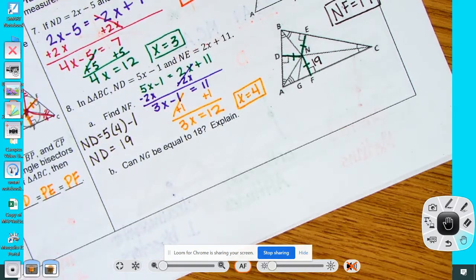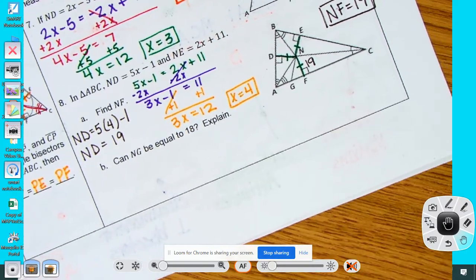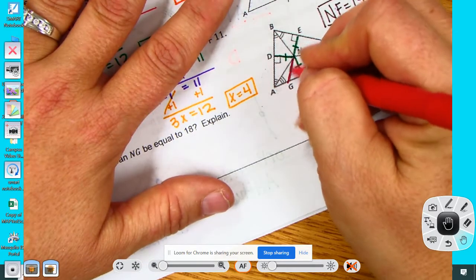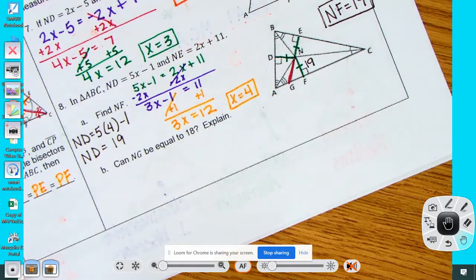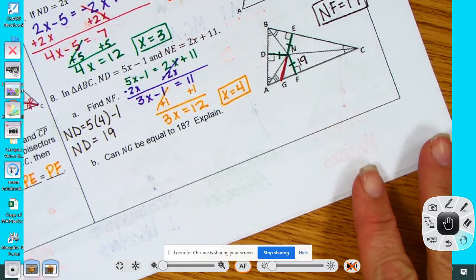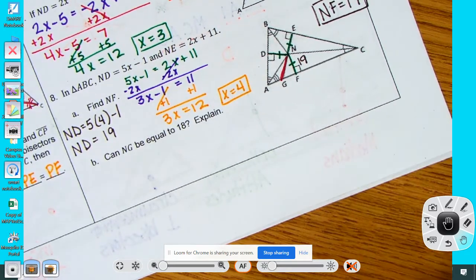So the next part is taking it one step further, and it says, can NG be 18? The first time I ever looked at this problem, I was like, well, I don't know. How do I figure that out? And then I had to think, okay, back up, think about the tick marks that you see in the picture. What are the things you recognize? Because that's the whole point of geometry.